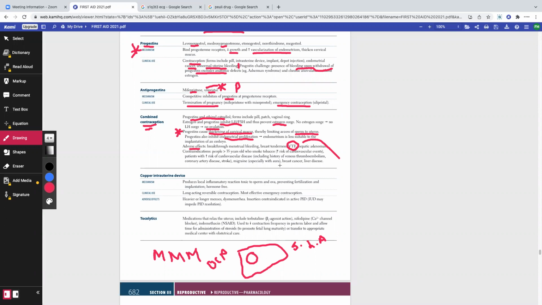So in these patients who have a subcapsular adenoma, do you have to stop the OCP? The answer is yes. Stop the OCP, wait for the adenoma to get obliterated or degenerated, and then you can start the OCP again.